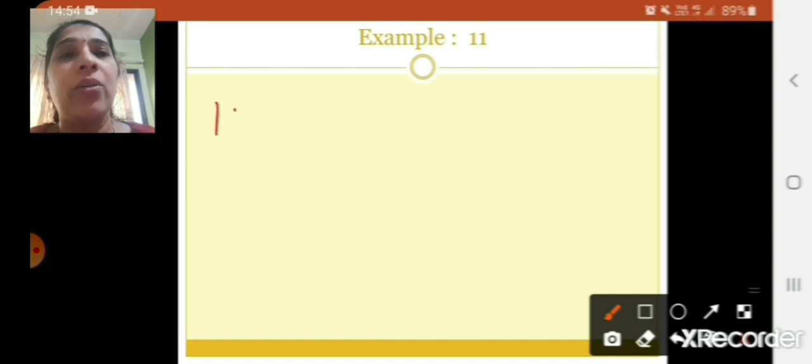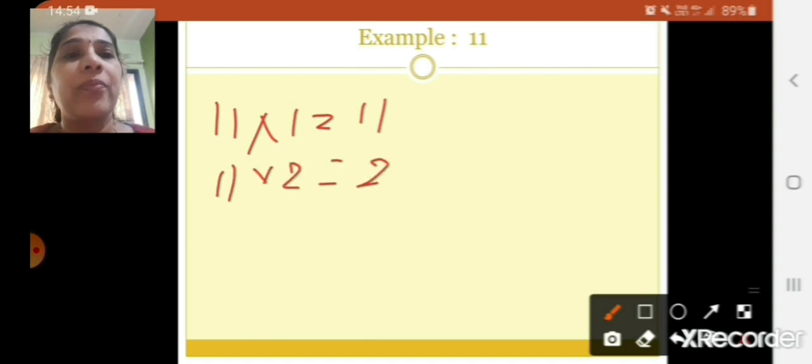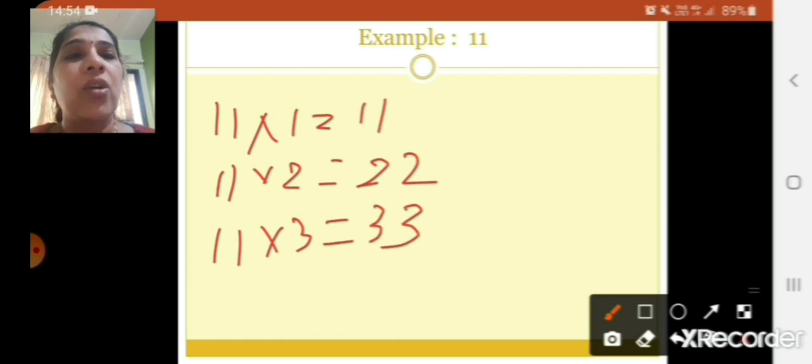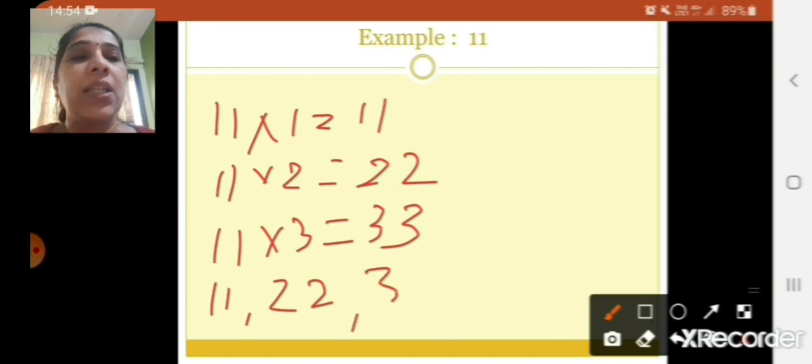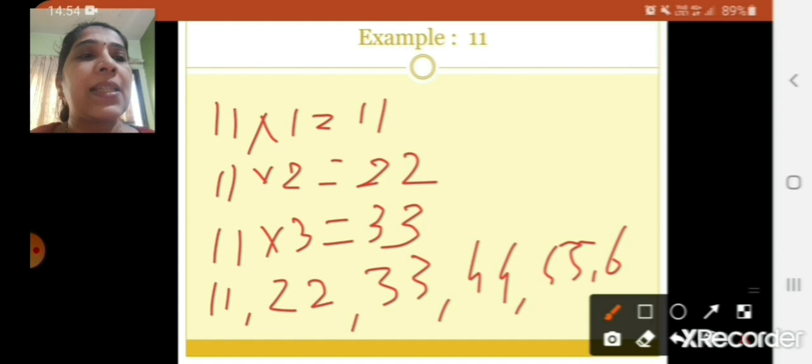Multiple means you are going to write 11's table. That is 11 ones are 11, then 11 twos are 22, 11 threes are 33. So like this, 11, 22, 33, 44, 55, 66 and so on. These are called multiples of 11, right? These are all multiples of 11.